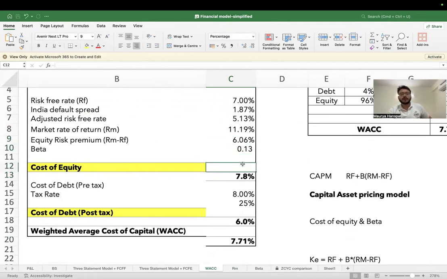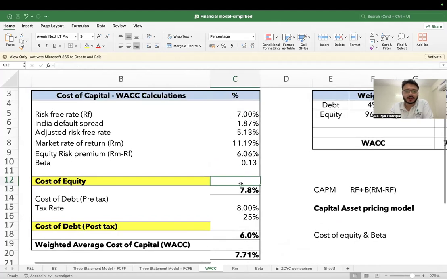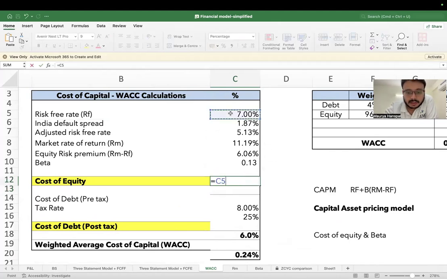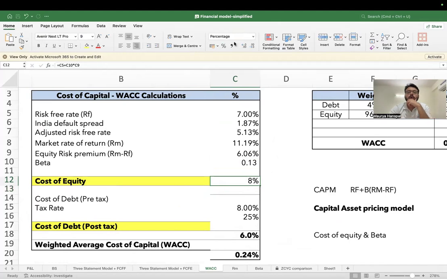Beta, so how will we calculate the cost of equity? How can the cost of equity be calculated? So cost of equity can simply be calculated as the risk-free rate plus beta into the equity risk premium. The cost of equity comes out to be 7.78%.